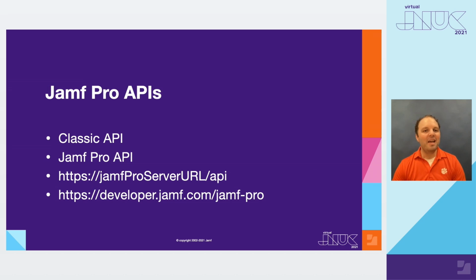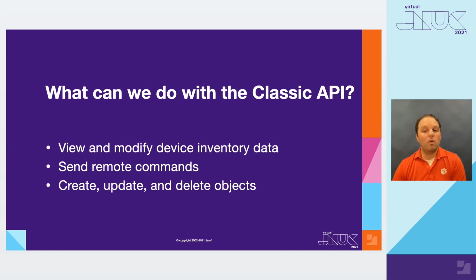Now that we got that out of the way, let's talk about Jamf Pro APIs. And really, there are two Jamf Pro APIs, the Classic API and the Jamf Pro API. In this session, we are going to talk about the Jamf Pro Classic API. Now, we have some built-in documentation about the APIs. The easiest way to get there is to go to your Jamf Pro server URL/API. You can also go to developer.jamf.com/jamf-pro to find more information about both APIs.